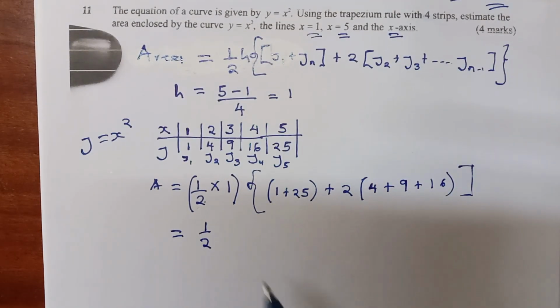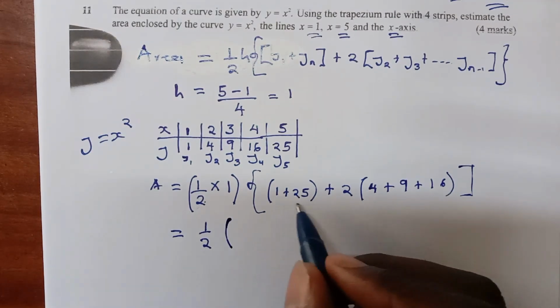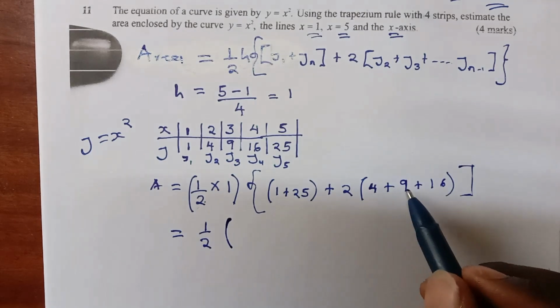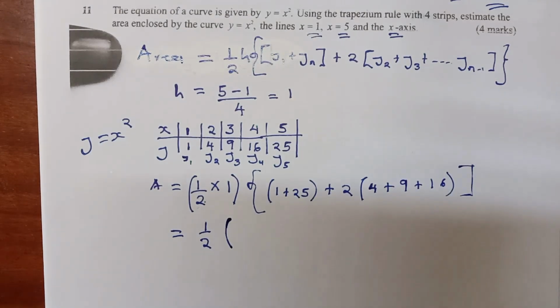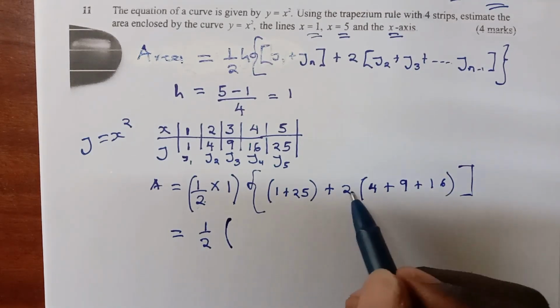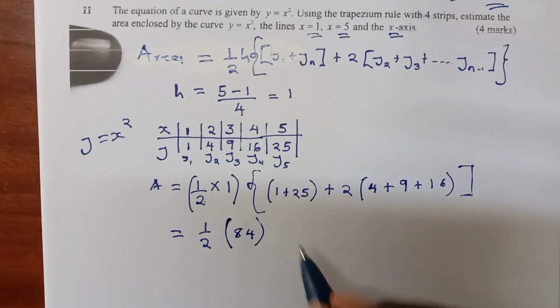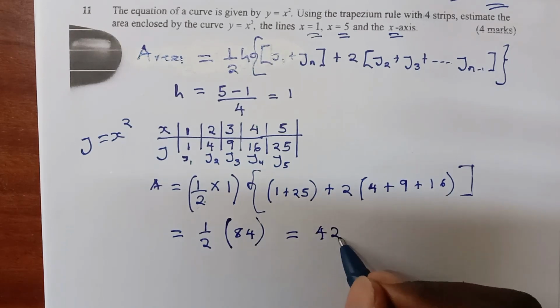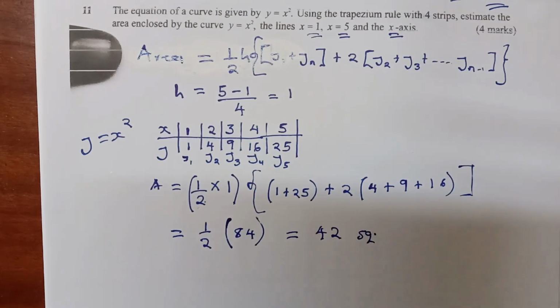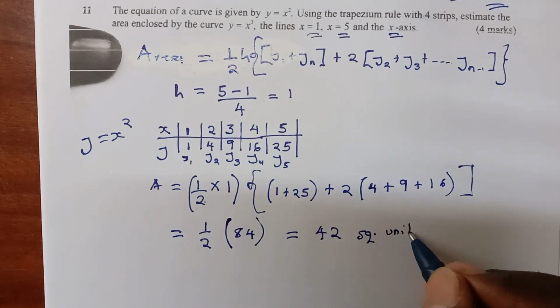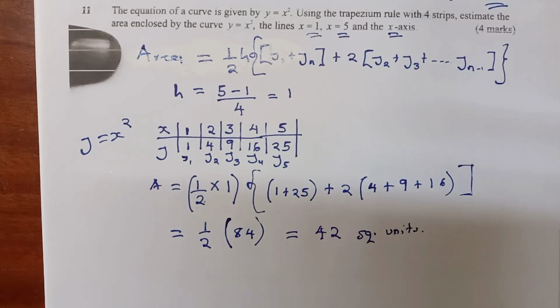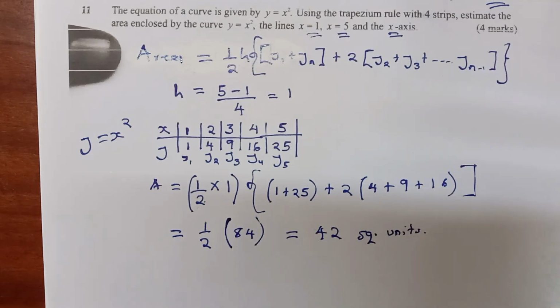Half of 1 is just a half. When you carry out what is here, that is 26 plus 4 plus 9 gives us 13, 13 plus 16 gives us 29, 29 times 2 gives us 58, then 58 plus 26 gives us 84, and half of this gives us 42 square units, because the units have not been specified, so it becomes 42 square units. That's how we're supposed to do question 11.